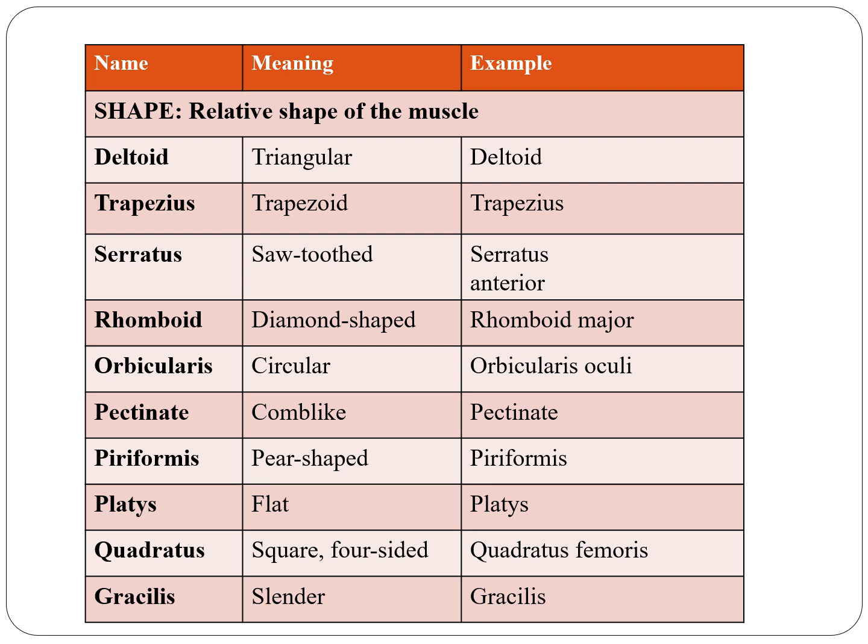And quadratus. Quadratus indicates square, four-sided. Quadra means four. Square or four-sided. Example of the muscle is quadratus femoris. The next is gracilis. It indicates slender. Example of the muscle is gracilis.